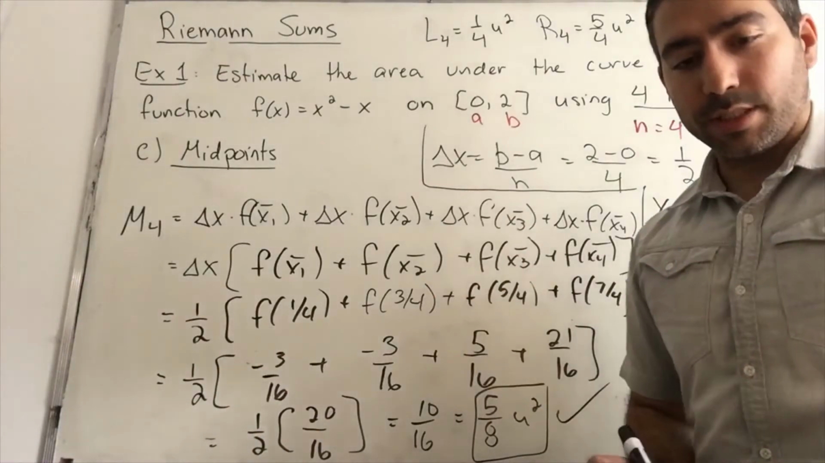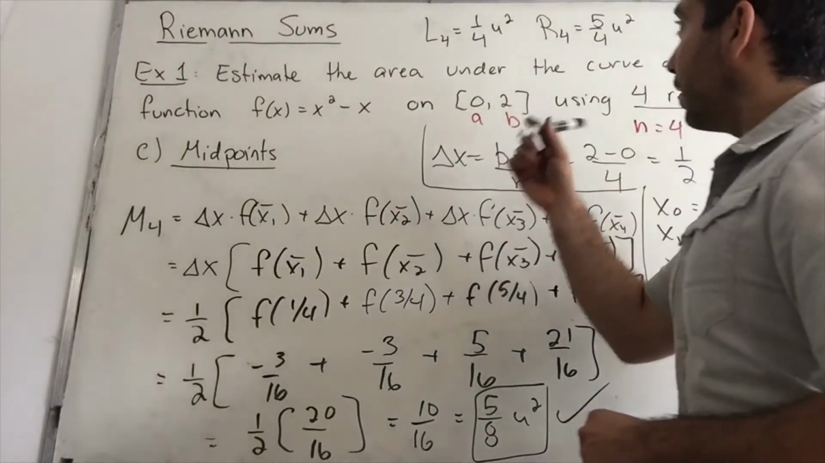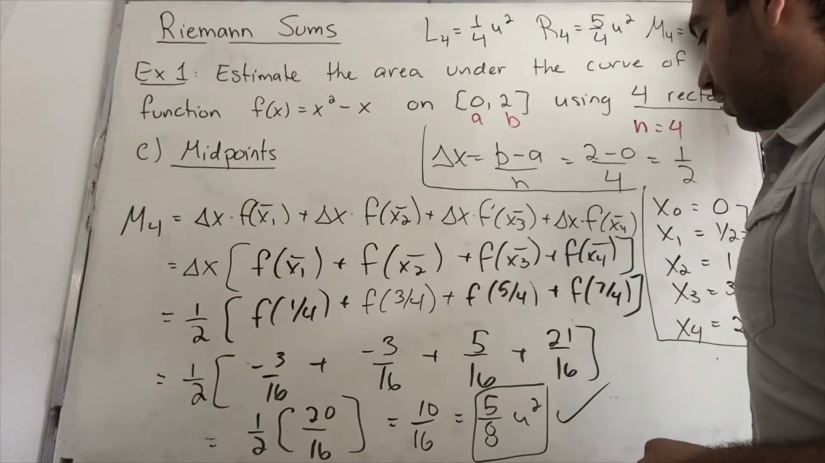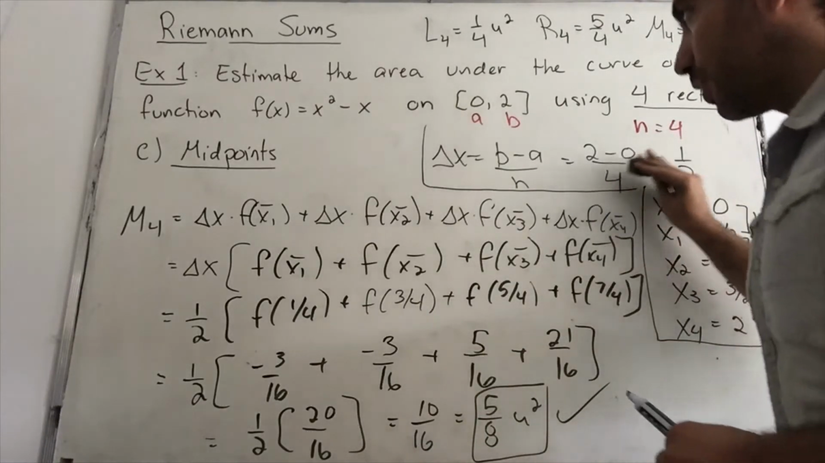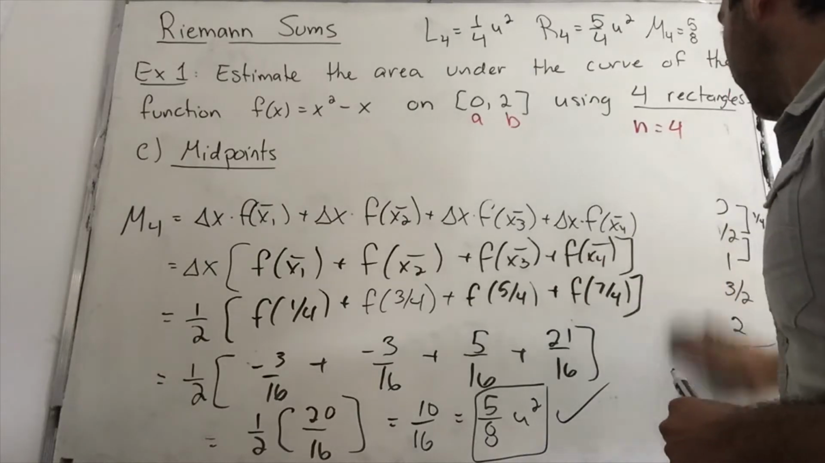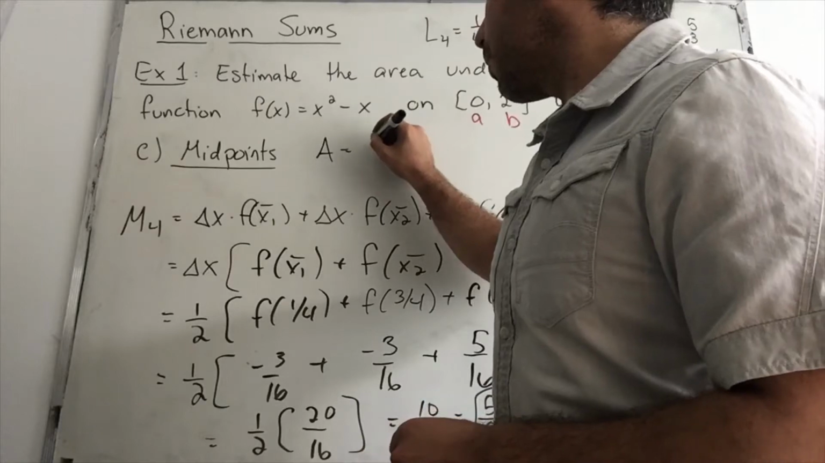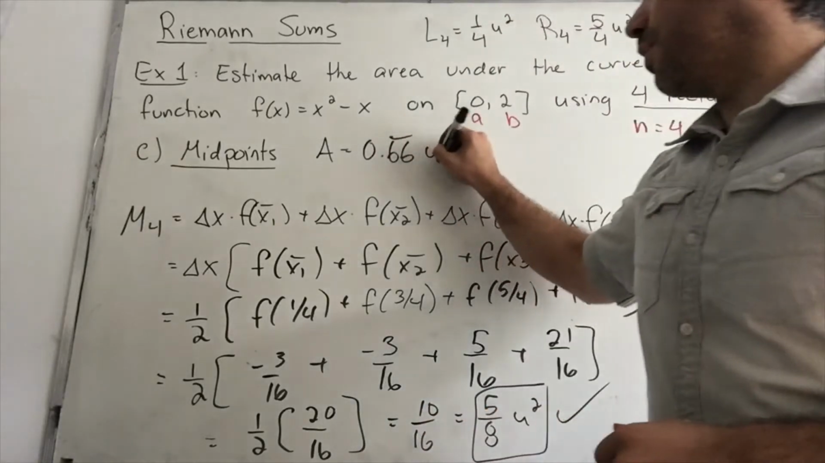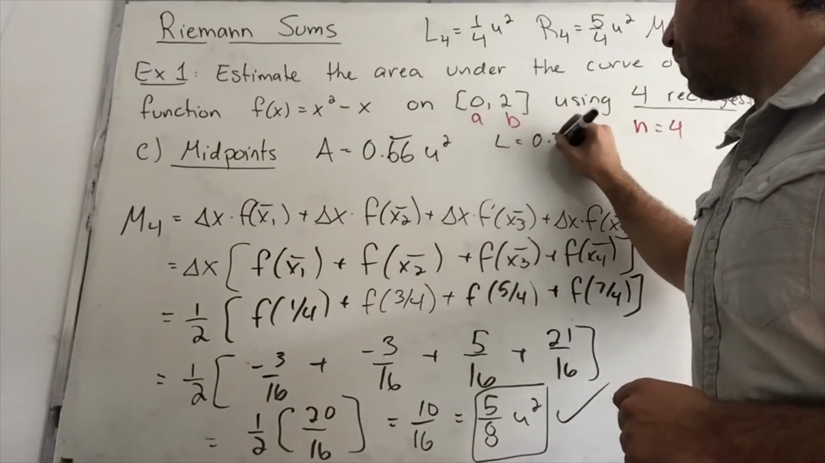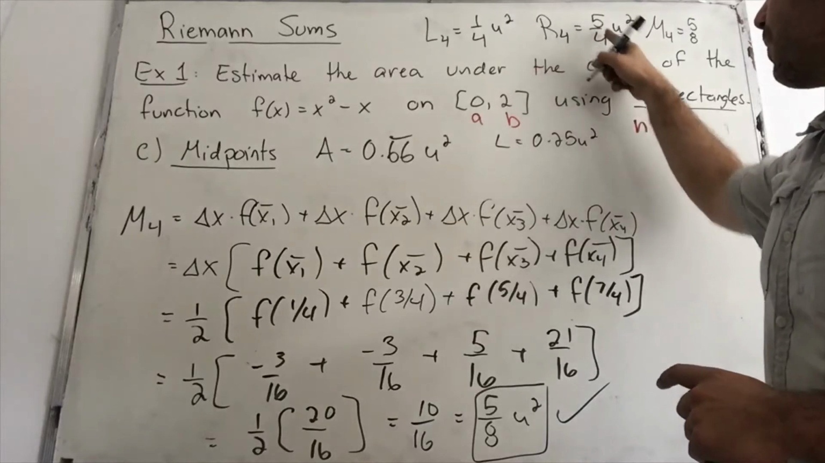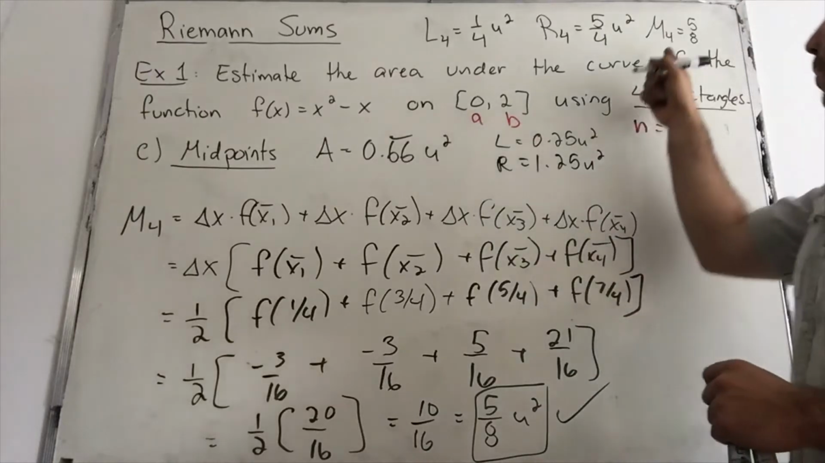So this is the estimate using the midpoint rule. The value of M4 is 5 on 8. Now let's look at the actual value. I'm just going to erase this. The area is equal to 2/3, or 0.66 repeating, units squared. Notice that the left endpoint gave us a quarter, which is 0.25 units squared. R4 was 5 over 4, which is 1.25 units squared. And then the midpoint is 5 on 8.